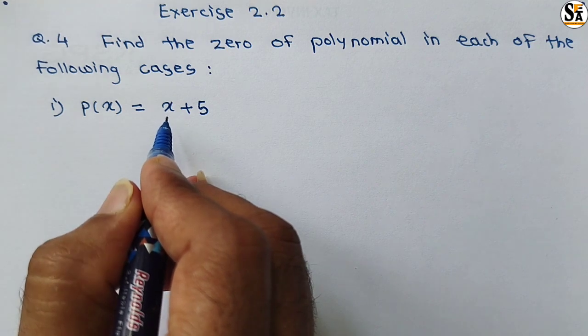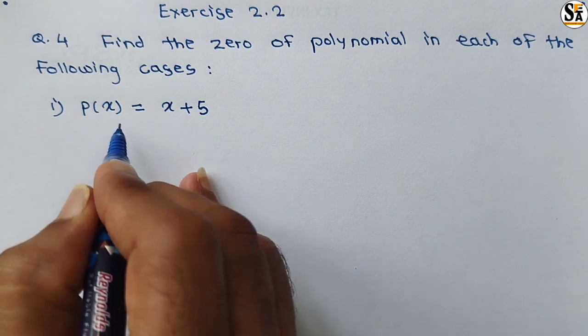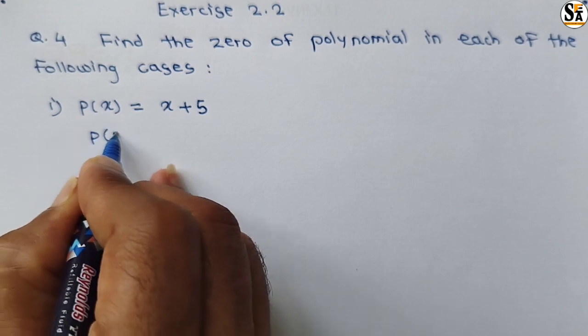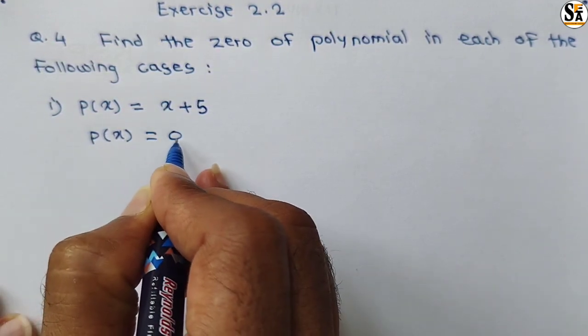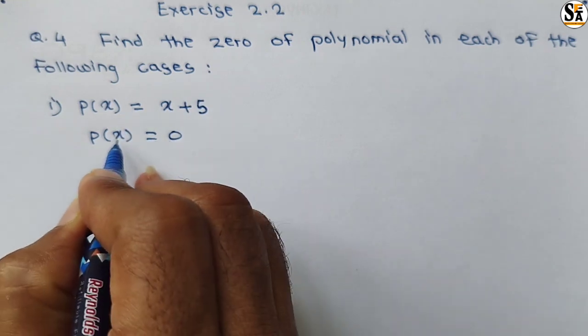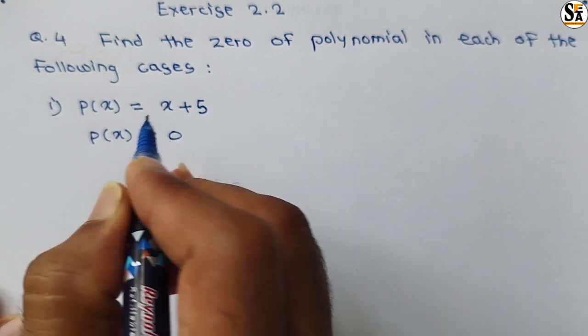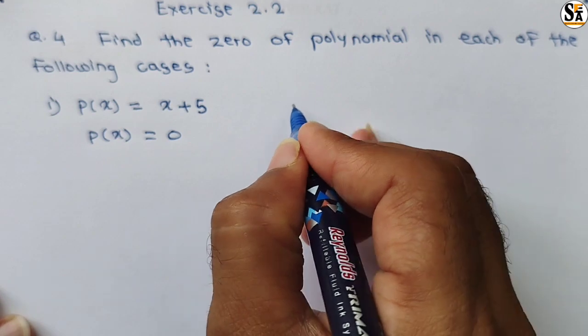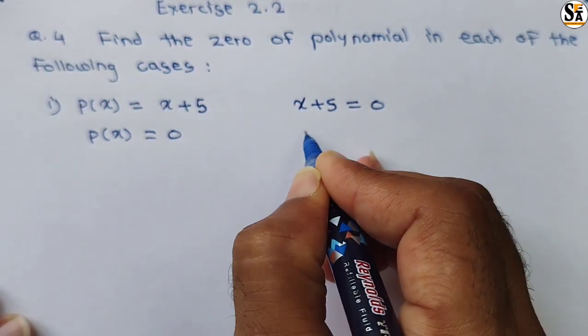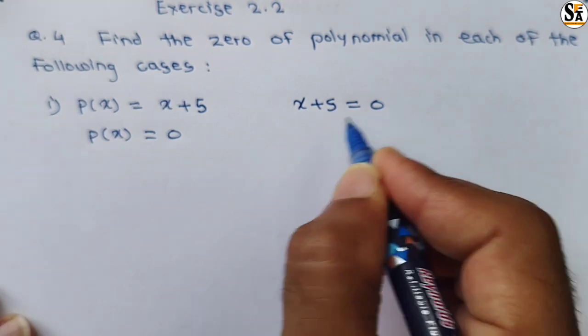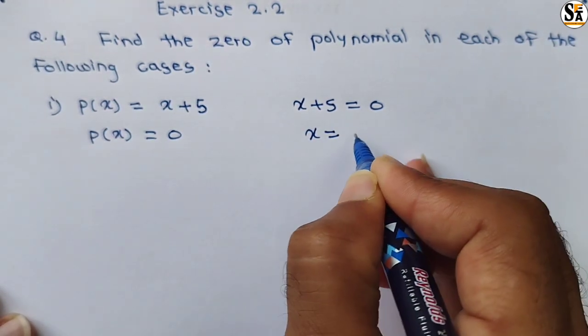That value of x is the 0 of this polynomial. It means, in this case, p of x is equal to 0. If we get p of x equal to 0, then we can say the value of this x is the 0 of this polynomial. Means x plus 5 is equal to 0. That is, transfer this plus 5 there, we will get here x equal to minus 5.